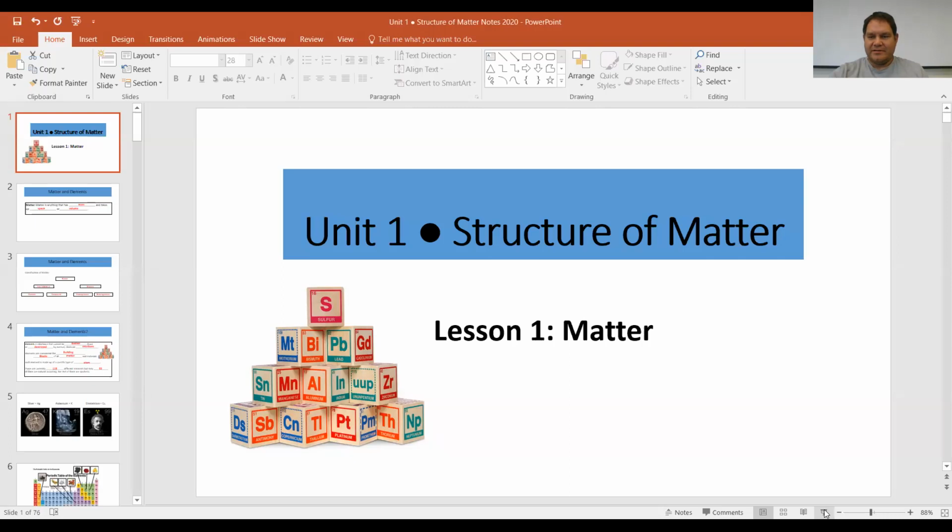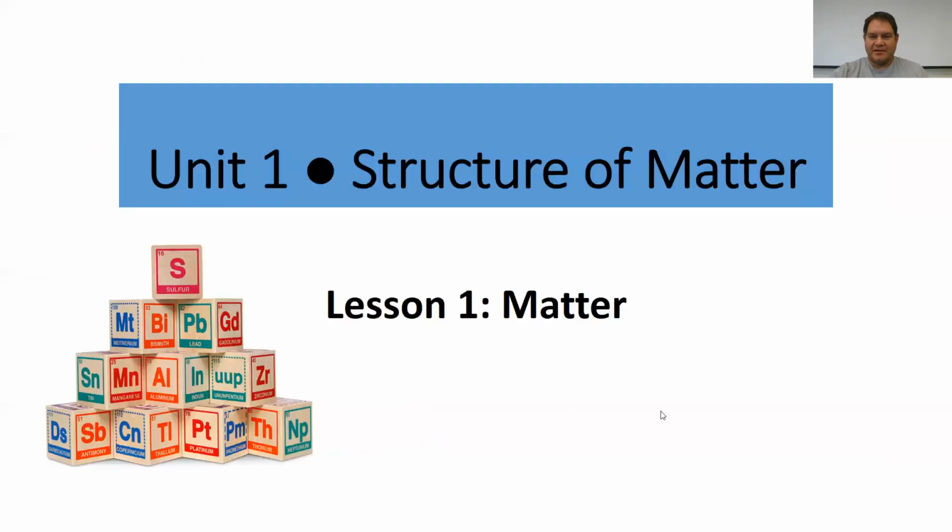All right, everyone should be at lesson 1, matter. We're going to focus our attention on understanding what matter is today and how we classify matter. And we're going to look at elements and we're going to look at compounds. I'm going to show you various examples of elements and compounds. We're just going to have a lot of fun here.